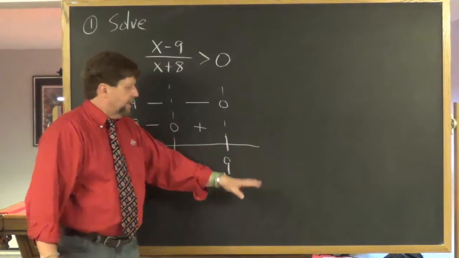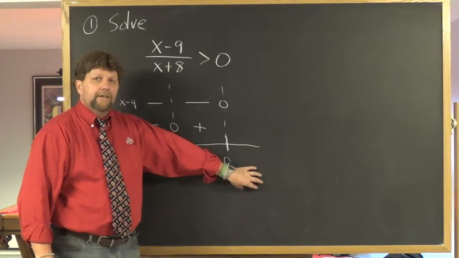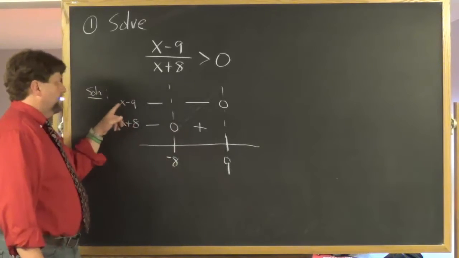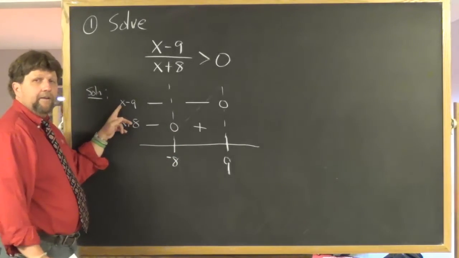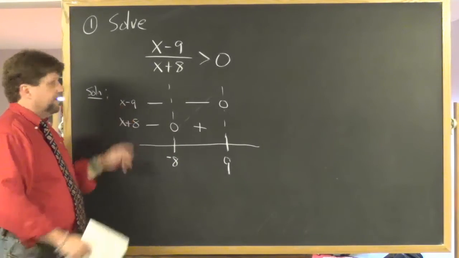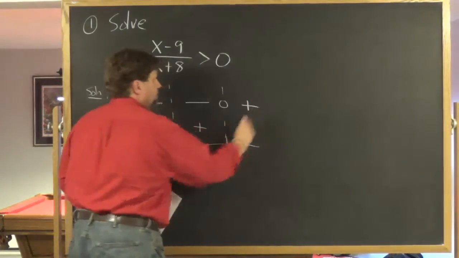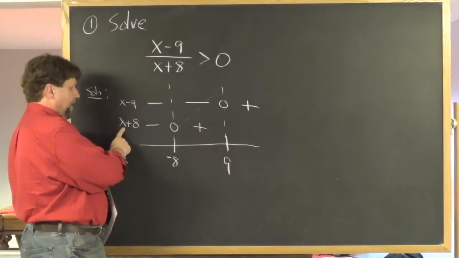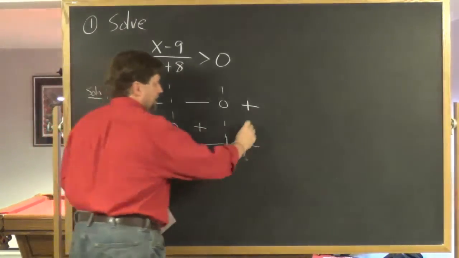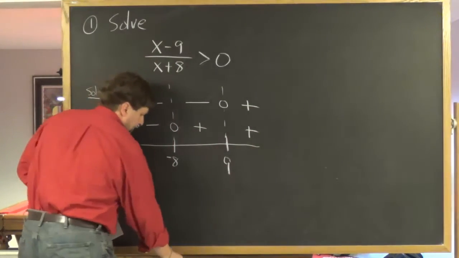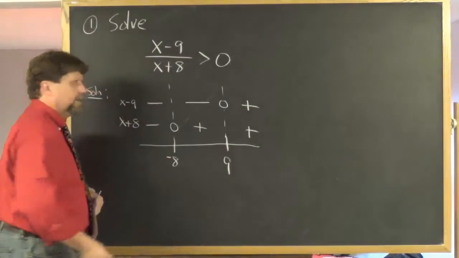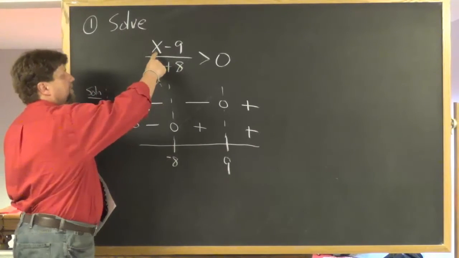Now we move to the third interval, 9 to infinity. Repeat the process. Pick any number that you know is in this interval. Say 10. Put it in here for x. What comes out? Well, 10 minus 9 is positive 1, so positive. Put it in here for x. 10 plus 8 is 18. That's positive.